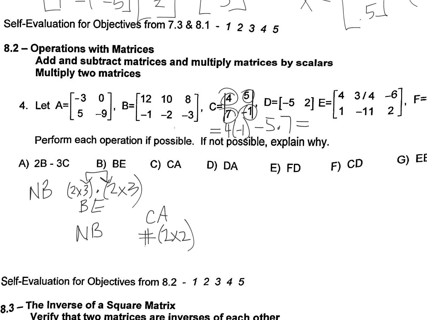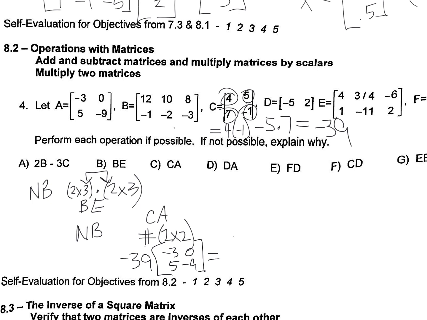So AD minus BC, negative 4 minus 35 is negative 39. So down here, negative 39 is the determinant. So I have negative 39 times A, which is negative 3, 0, 5, and negative 9. So we're going to multiply that nice number of negative 39 times all of those.